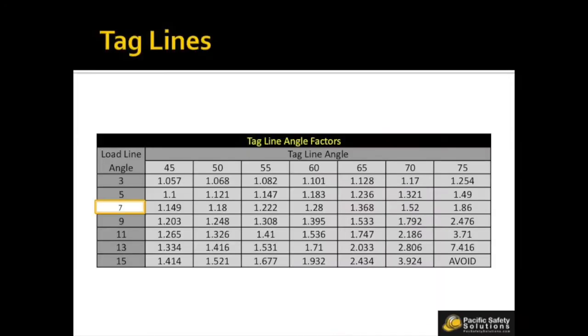On this tagline angle factor chart, we have to the left the load line angle, and at the top the tagline angle. What we just found was the load line angle. Our angle we came up with was 5.7, so we need to round it. In this case, we always want to try to round toward the worst. So between 5 and 7, 7 is going to be the worst. So that's the number we're going to keep, 7 degrees.